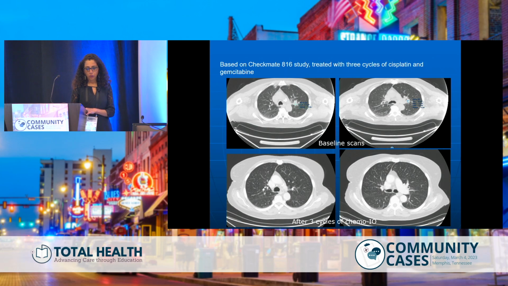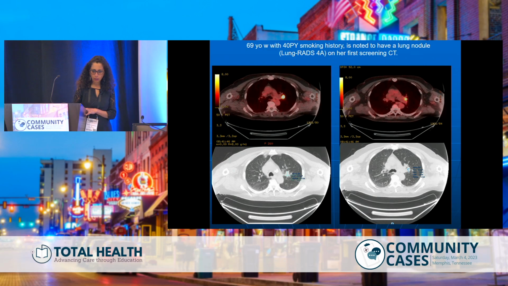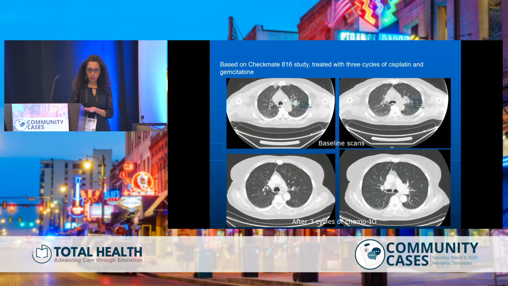She had a biopsy, and this was squamous cell carcinoma. She had an endobronchial biopsy as well, squamous cell. Surgeons deemed her resectable. So based on CheckMate 816, we treated her with 3 cycles of cisplatin and gemcitabine. I only have CT images here, I couldn't get the PET images done somewhere else. But you can see the top one was before, and the bottom one, you can tell from any distance, she has had a great response.